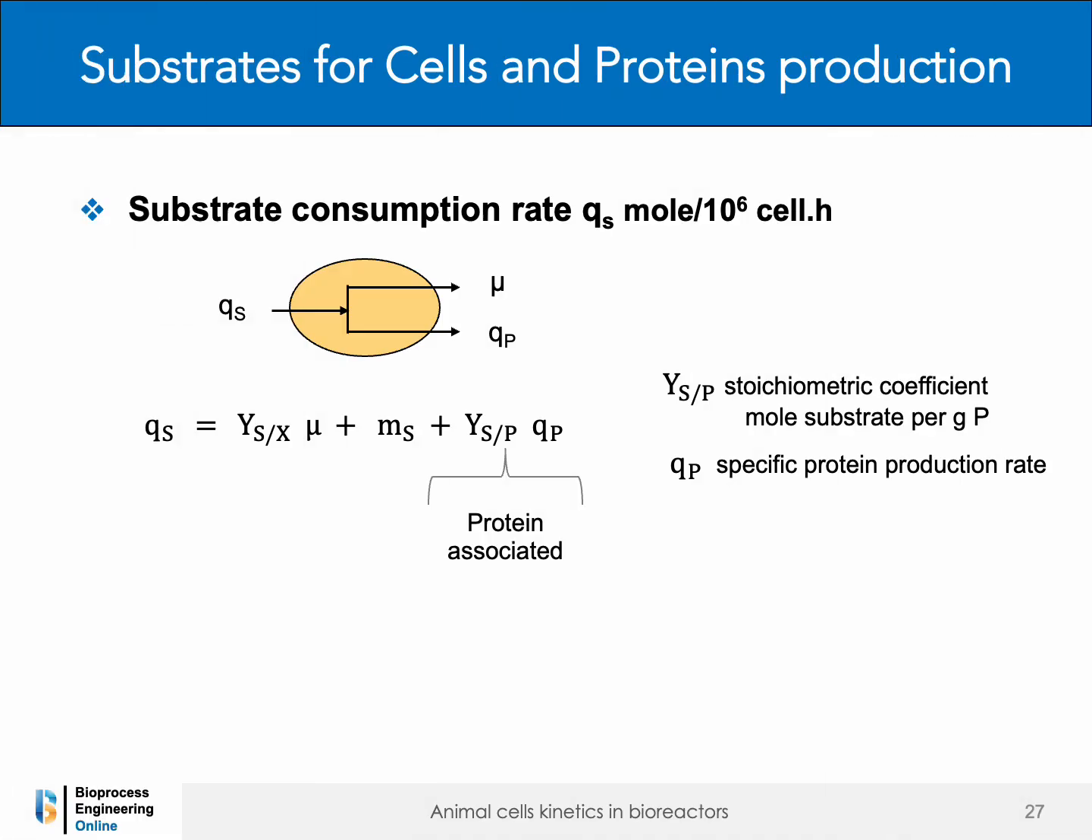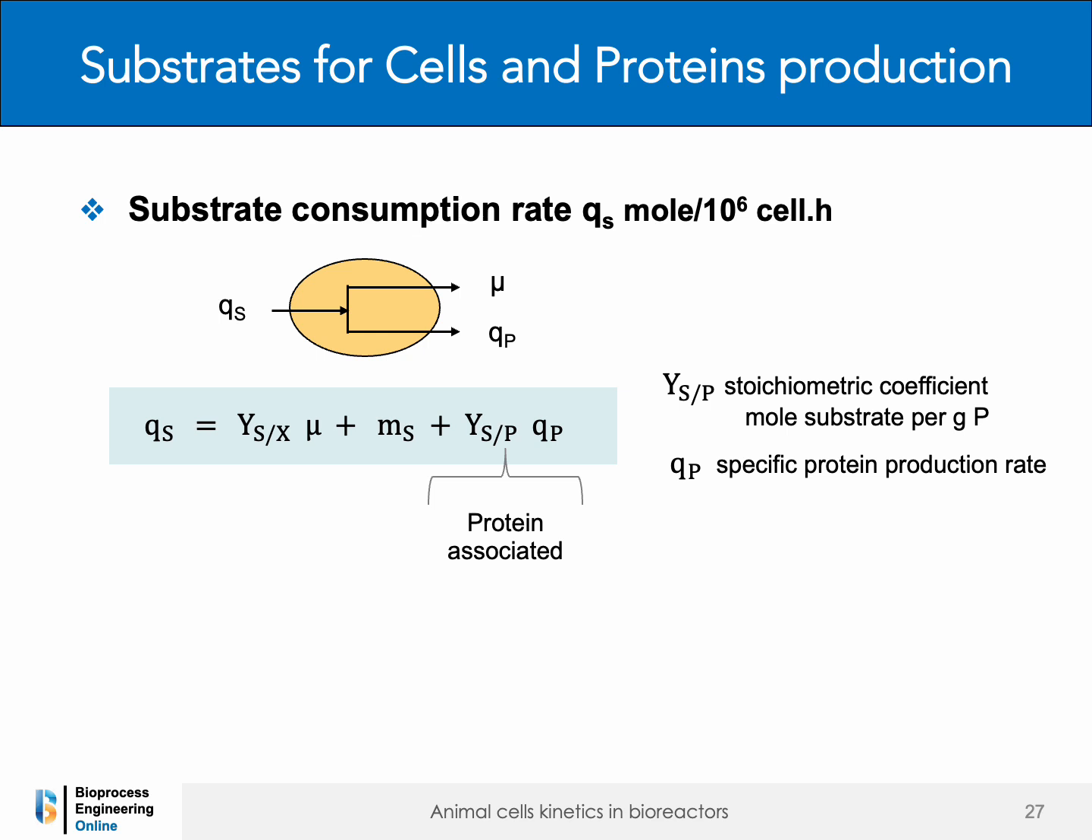In cultures of recombinant cells that secrete large quantities of protein, the substrate consumption rate law includes an additional term associated with recombinant protein production. The commonly used kinetic expression is QS equals YS over X times mu plus MS plus YS over P times QP. The first term represents growth-associated substrate consumption required for biomass formation.